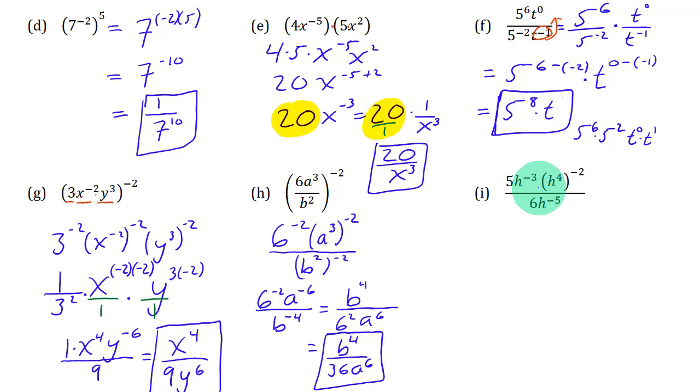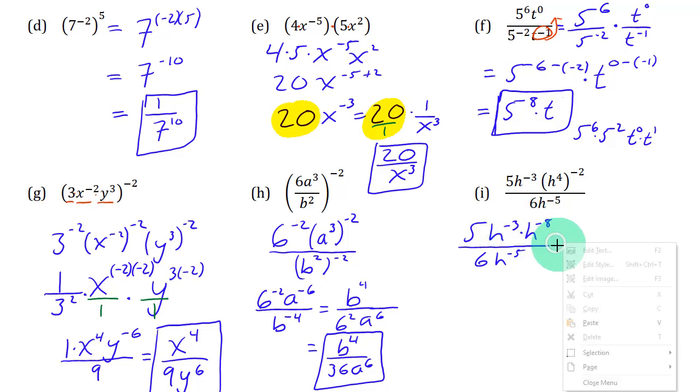All right, here is the worst one. First, I'm just going to deal with the h to the 4 to the power negative 2. So that's a power to a power, so we're just going to multiply them and get 5h to the negative 3 times h to the negative 8. That's all divided by 6 times h to the negative 5. And maybe let's combine these first. The h to the negative 3 times h to the negative 8 is negative 11.